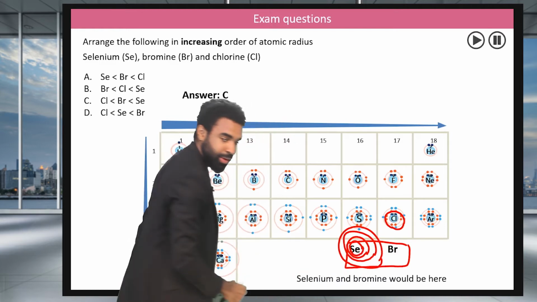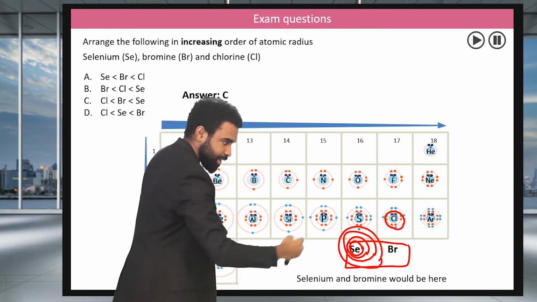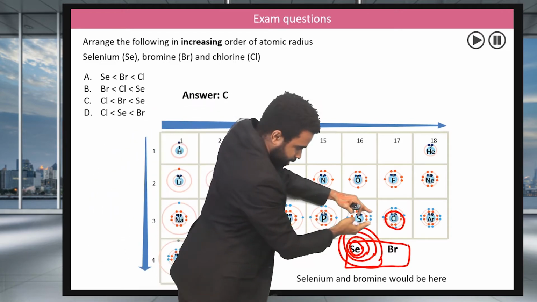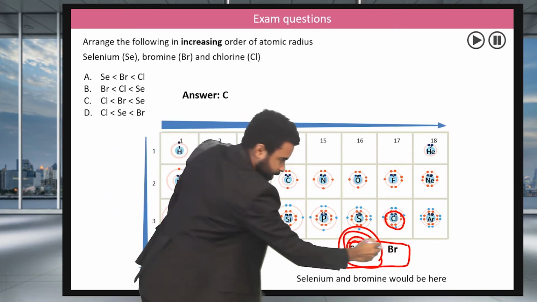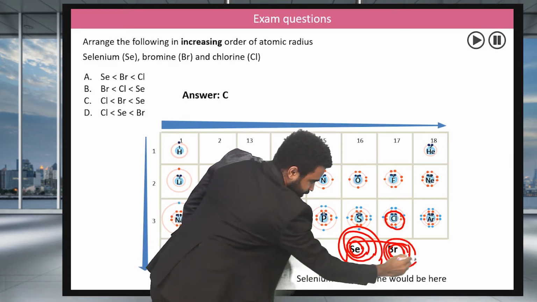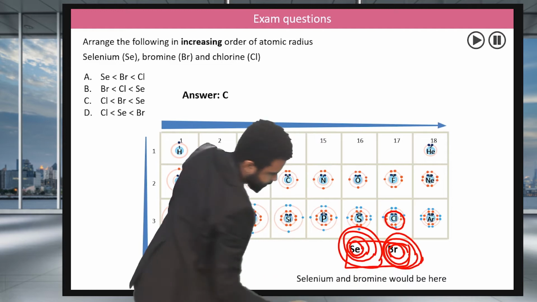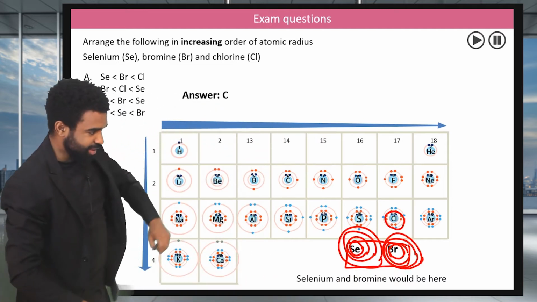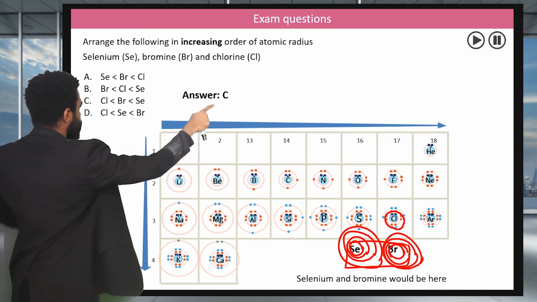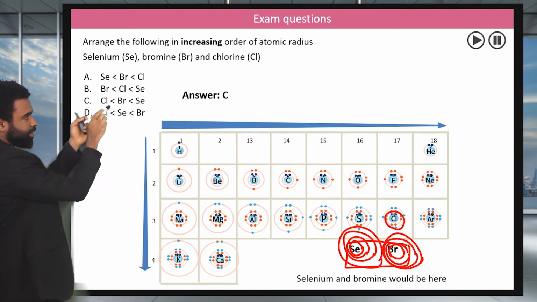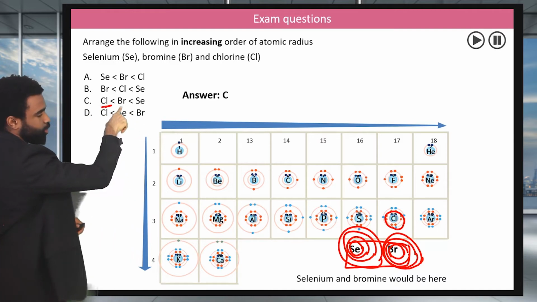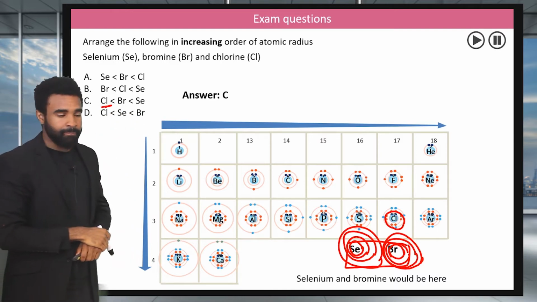And bromine would also have four shells, but those shells will be pulled in more. As you can see, as we go this way across the period, the shells get pulled in more. And so bromine would also have four shells, but those shells will be slightly more compact. Hopefully that is smaller indeed than the selenium one, okay? So the answer is C. So chlorine is the smallest here, and then selenium is the largest, followed by bromine being in the middle.